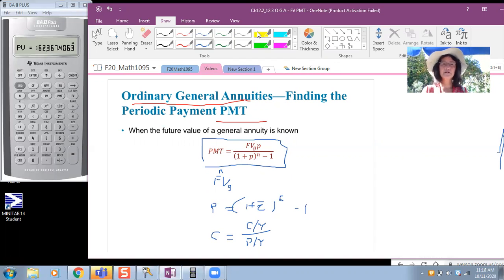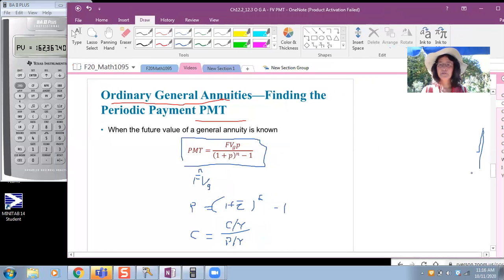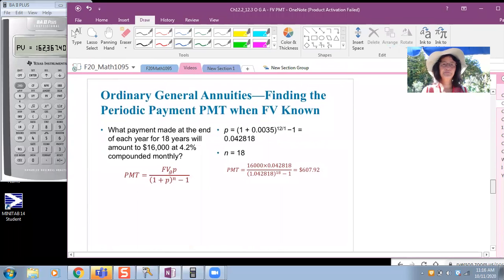So now let's look at an example. What payment made at the end of each year for 18 years will amount to 16,000 at 4.2% compounded monthly. The question asks you, what payment is made at the end of each year? Means what is PMT? That is the question. You make a payment every year for 18 years. So N equal to 18.